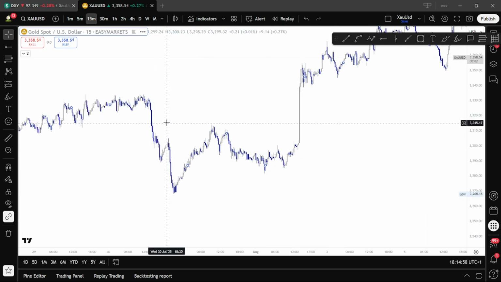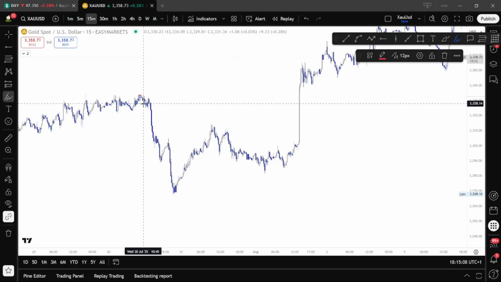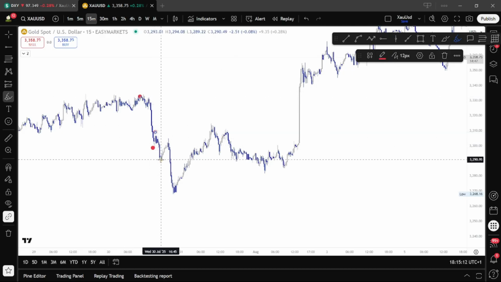Starting from here, the market started dumping all the way from here. Maybe I'll use the marker or the highlighter. The higher high it formed, and then we have the internal structures that are supposed to be protected like that until the market broke to the lower side.